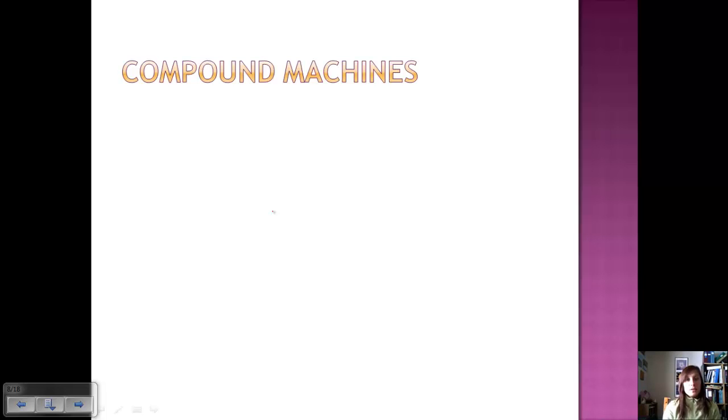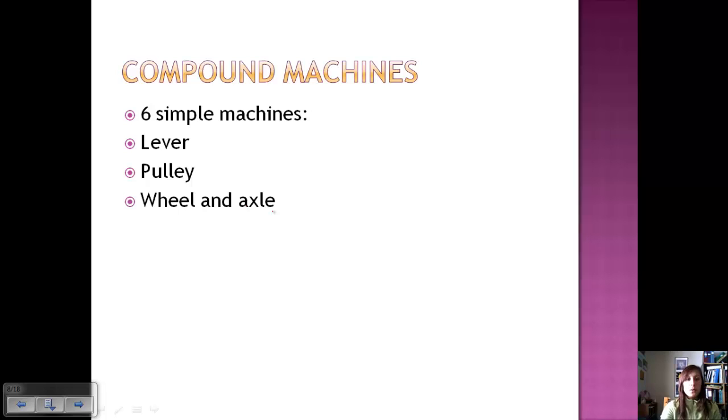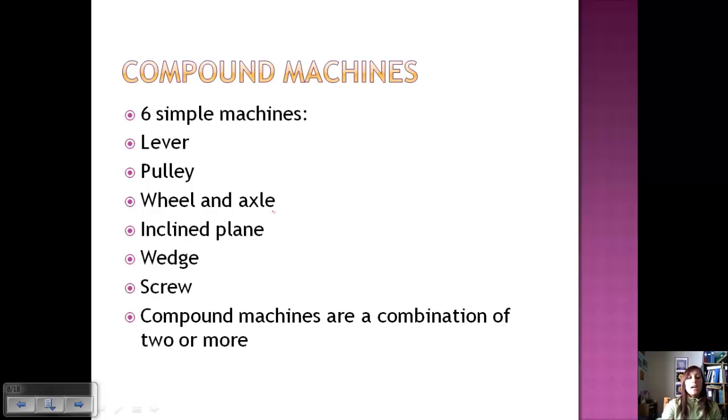Alright, well let's relate this to a more practical situation, which would be compound machines. Very rarely do we have just one simple machine. We usually put them all together, and this is what's called a compound machine. So for our 6 simple machines that we're going to look at, and that need to be incorporated into your Rube-Goldberg device, they're the lever, the pulley, the wheel and axle, the inclined plane, the wedge, and the screw. Compound machines are a combination of 2 or more of these simple machines.